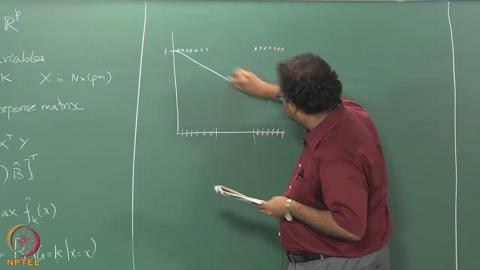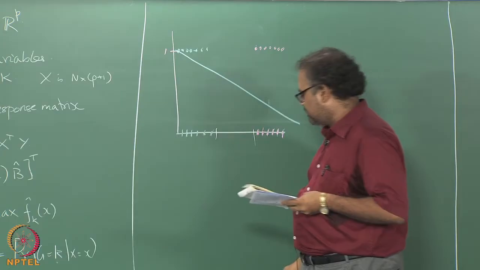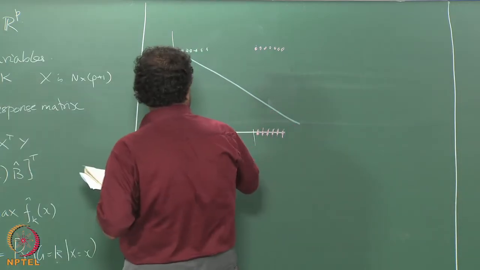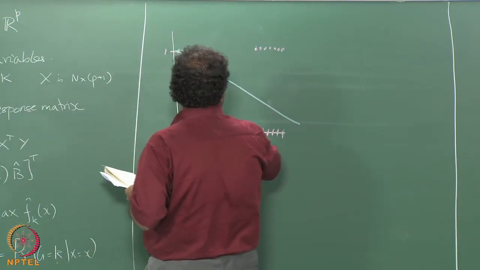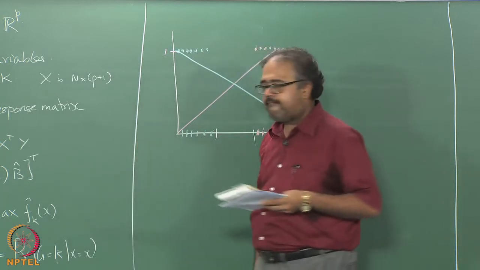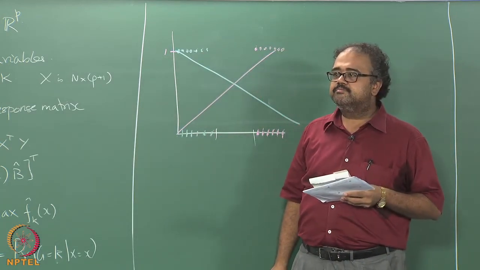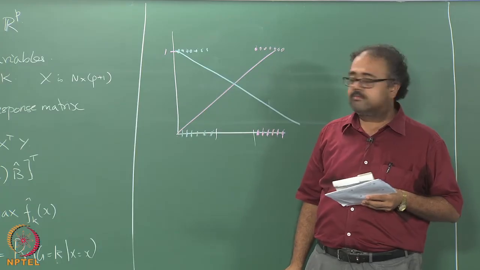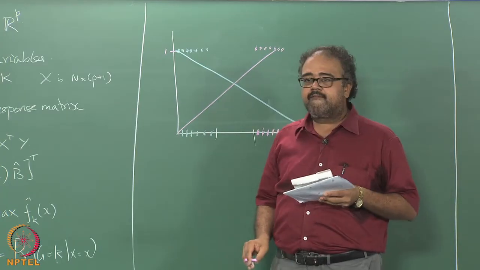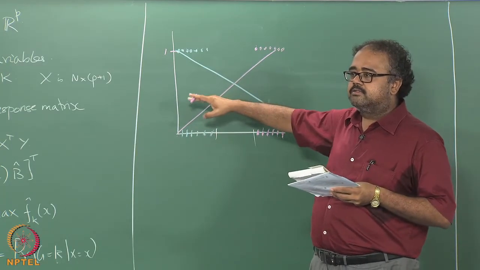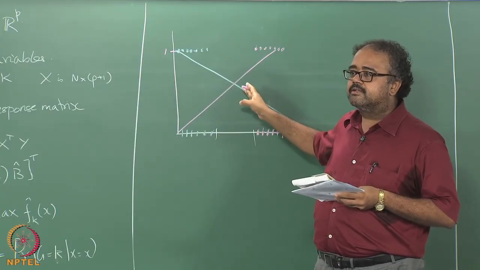So, I will get a line that goes like that, right, I will probably get a line that goes like that, right. So, this is essentially what your outputs will look like, right.